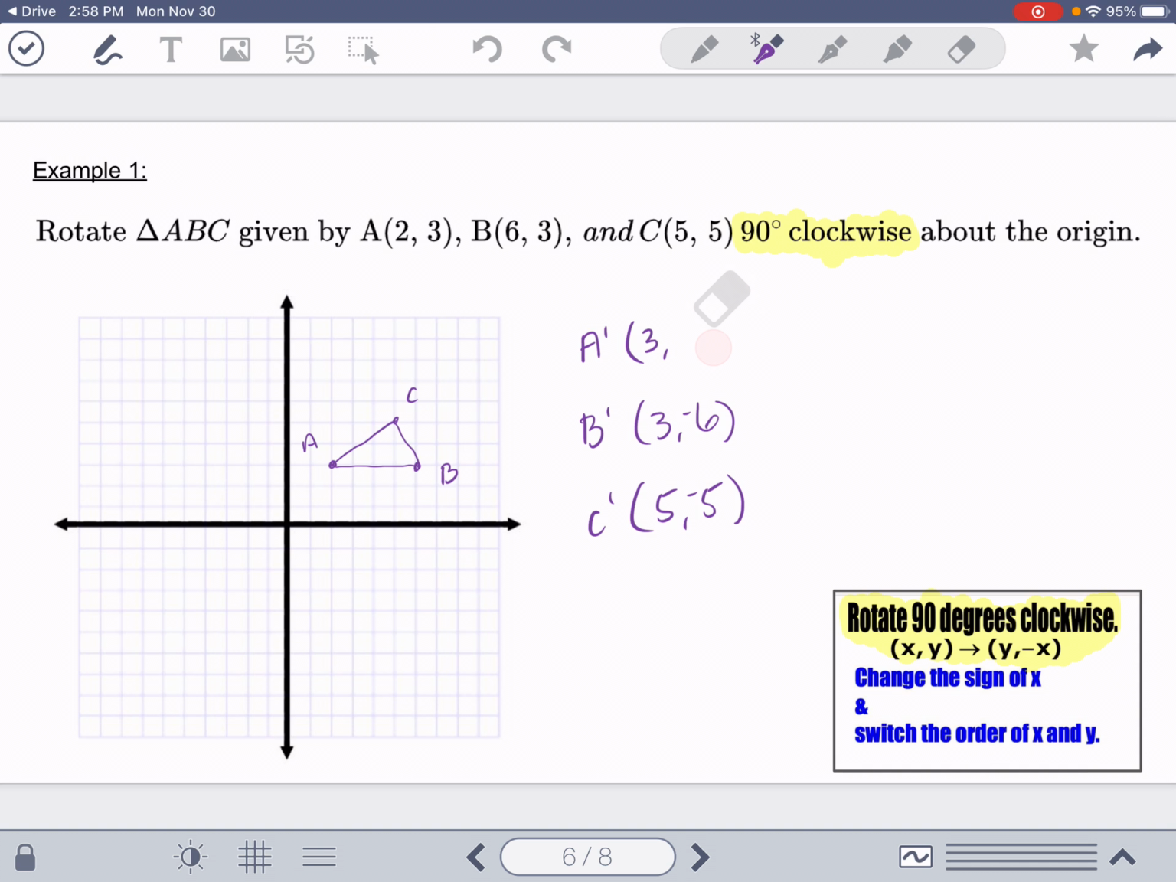Let me clean this up just a little bit. So when I graph my new image, let's do that in green. So (-3, 2), (-3, 6). That's B, and then C is right there. So there's that triangle rotated 90 degrees clockwise.